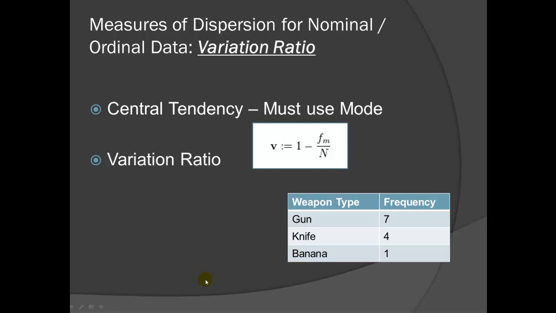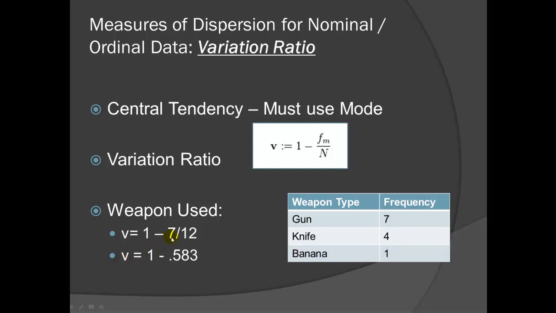Let's give an example. Let's go back to our example from a previous quiz where we asked, looking at various robberies, what kind of weapon was used. And let's say a gun was used in 7 robberies, a knife in 4, and a banana in 1 robbery. That guy was a very bold robber in that case. So if we plug these values into our formula, we get V equals 1 minus 7, because guns are the mode and have a frequency of 7, divided by our total number, which is 12.